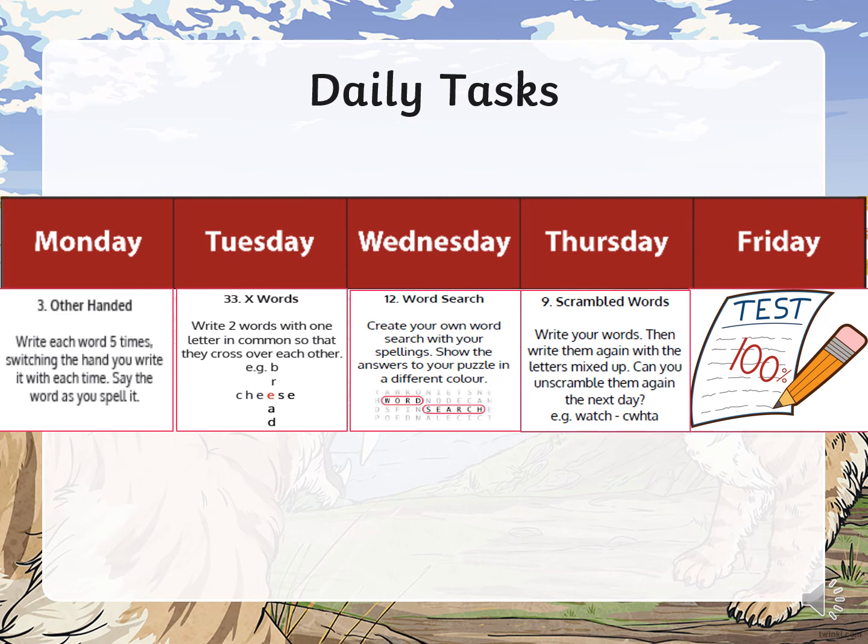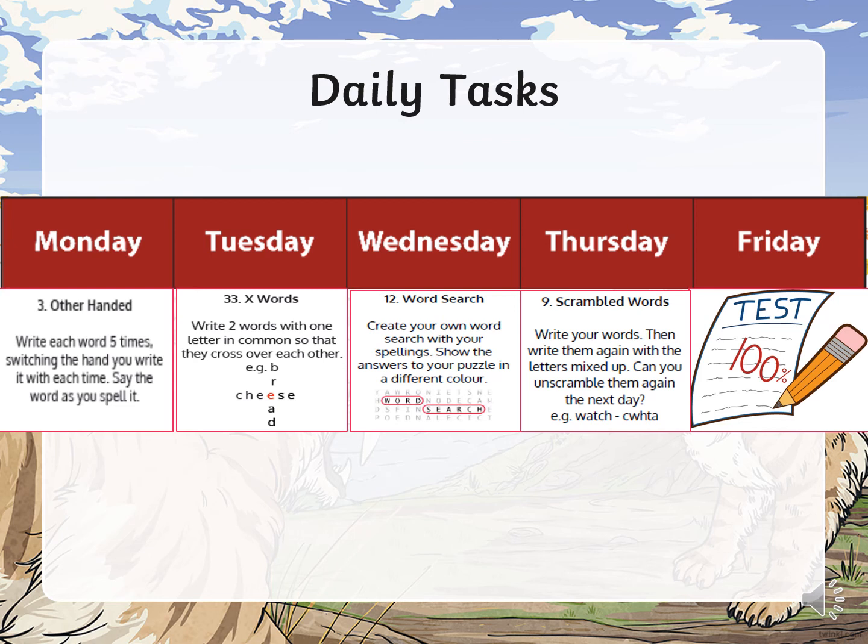Monday's tasks, just like last week. Write each word 5 times, switching the hand you write with each time. Say the word as you spell it. Might need a bit of practice with pronouncing some of these words. Check back over the video if you're not sure how they're pronounced.